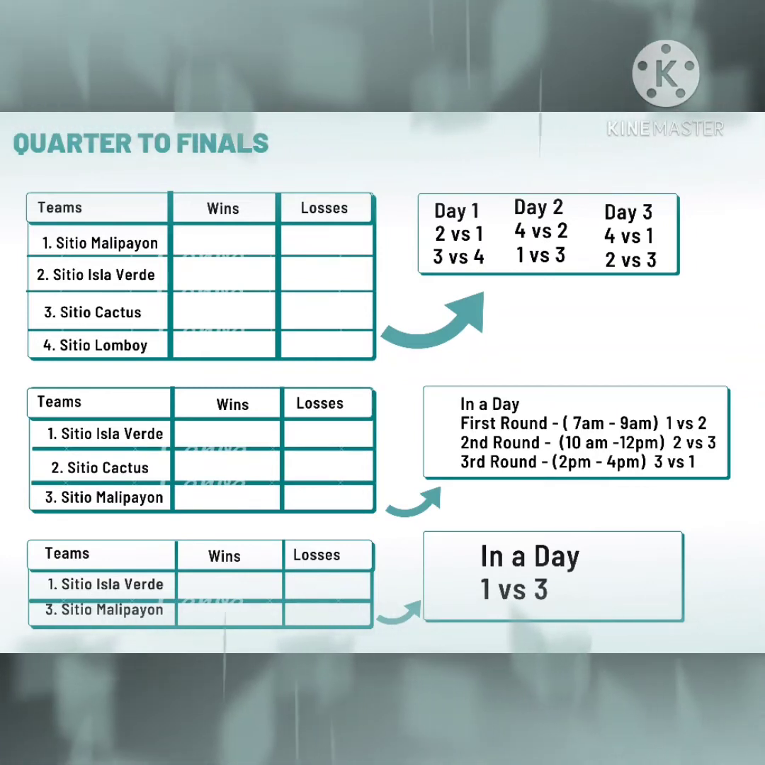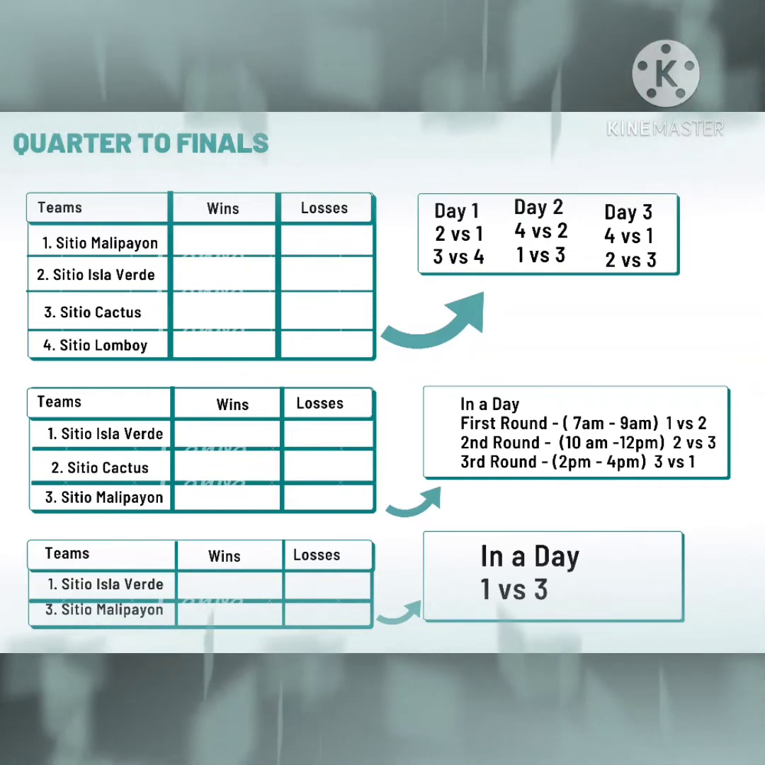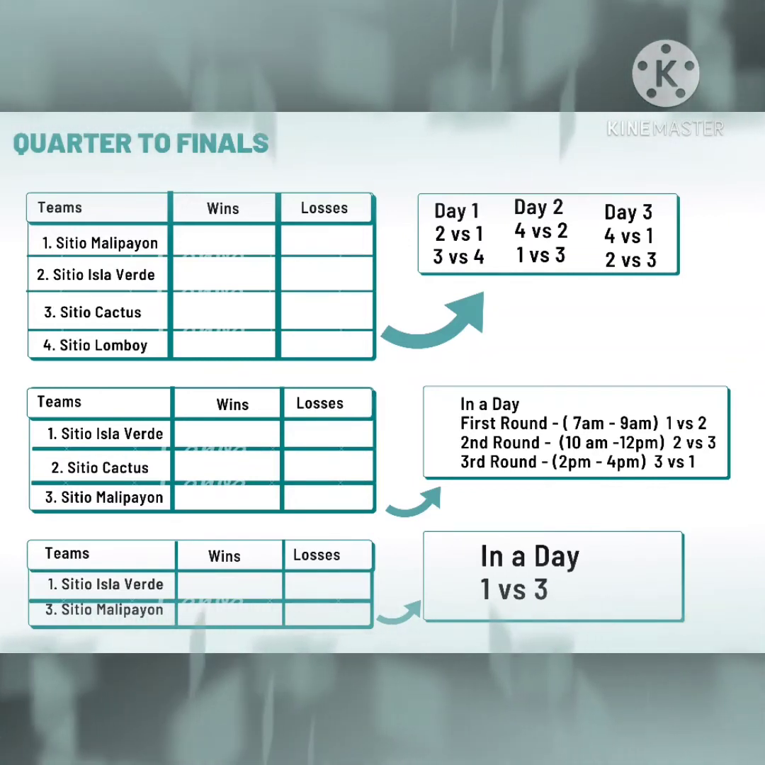So sa usa ka adlaw adunay mahitabo nga duha ka buok buntag ug hapon. Consecutive na ang day 1 to day 3. So mao na ang quarter. The next sa quarter, ang mahabilin ani ang matagak nga team usa na lang ka buok. So ang highest win ani is 3, then ang lowest pod is 3.